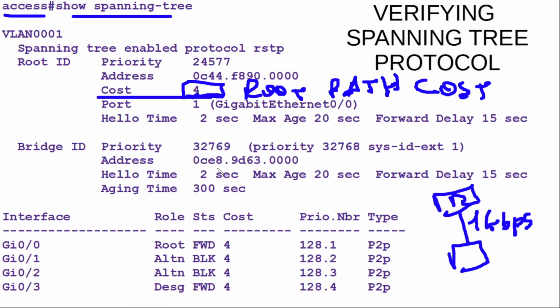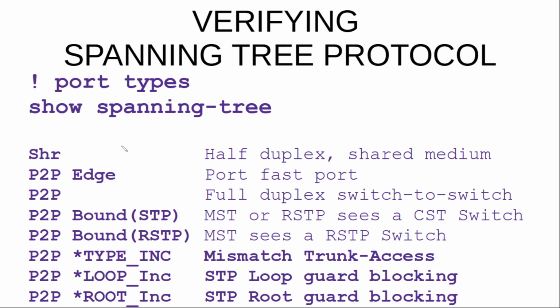Now regarding this last column, which gives you the link type, we can see these link types that are the original 802.1W link types: shared links, edge links, and point-to-point links.